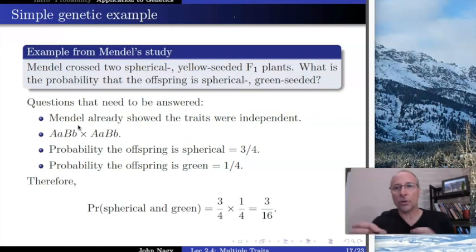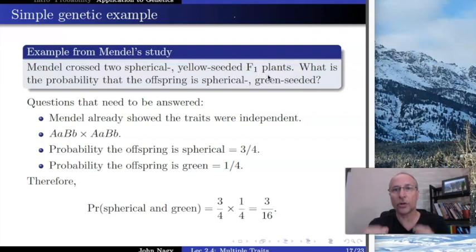Now, if you count all those up, remember, it was a 9 to 3 to 3 to 1 ratio, the 3 to 1 squared, and the 9 were dominant-dominant, so that we had the spherical or round and yellow. So 9 of them were dominant-dominant. 3 of them were dominant-recessive, so round-green. 3 of them were recessive-dominant, so wrinkled yellow. And 1 of them was recessive-recessive, wrinkled green. So in this case, we're asking, what's the probability of getting spherical green? Well, we know spherical is dominant, green is recessive. And the dominant-recessive had 3 out of the 16 cells, so the answer would have been 3/16. Okay, so that's what we know.